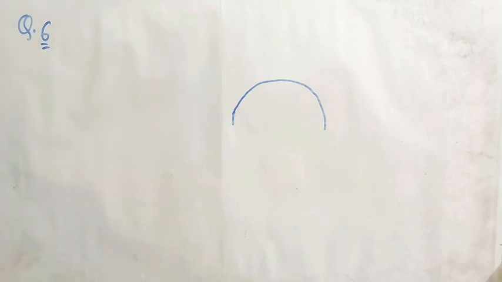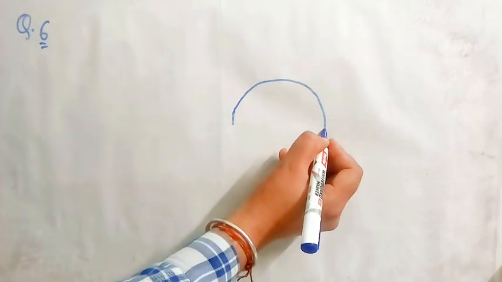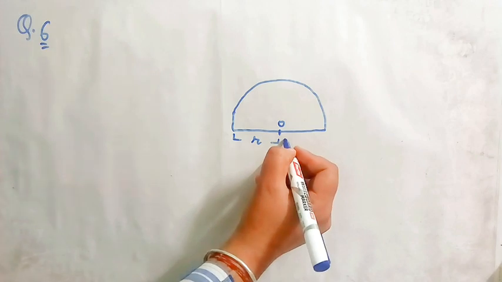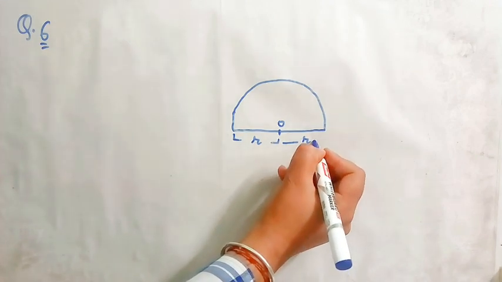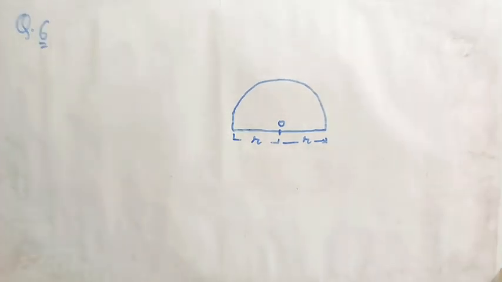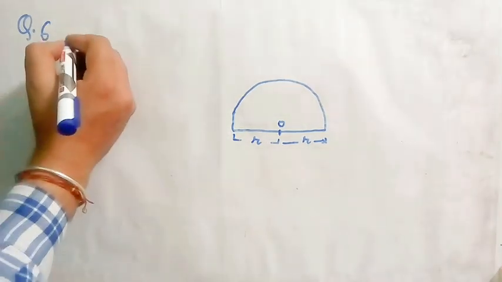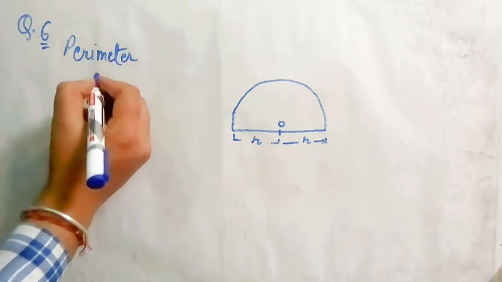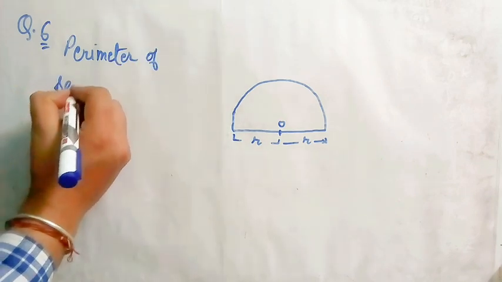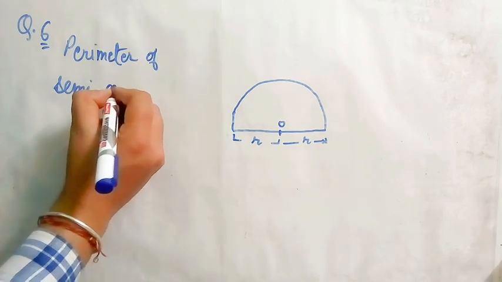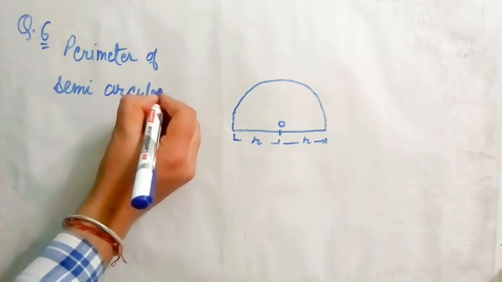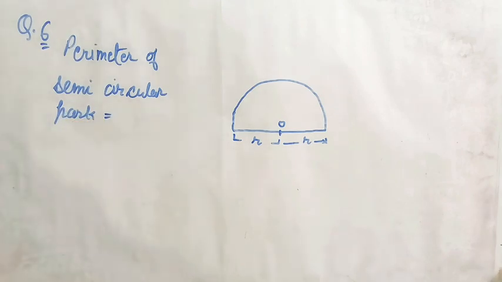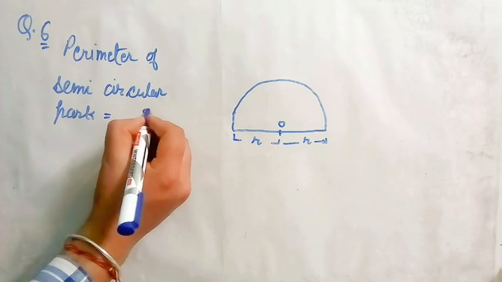So in this semicircular park, O is the center and r is the radius. Now let us see what is given in the question. We are given that the perimeter of the semicircular park is equal to 72 meter.